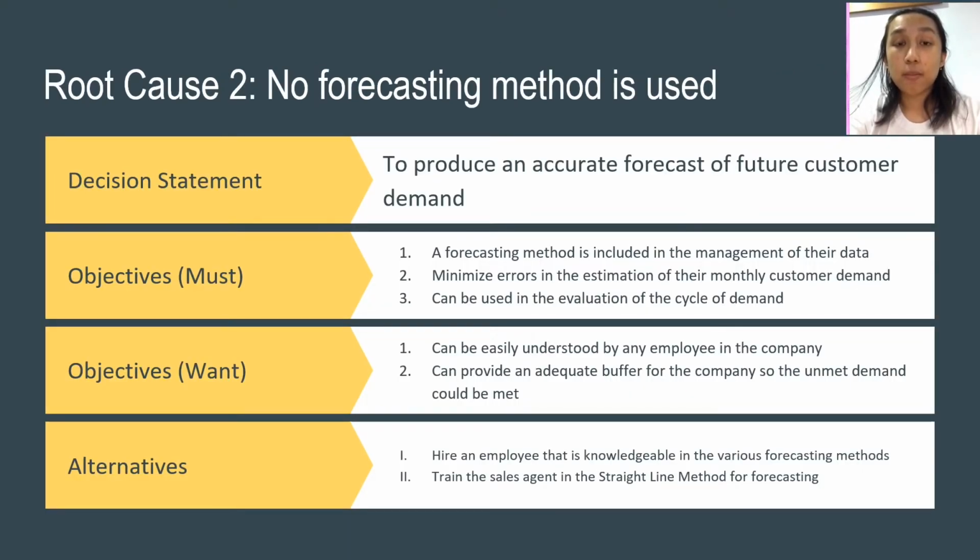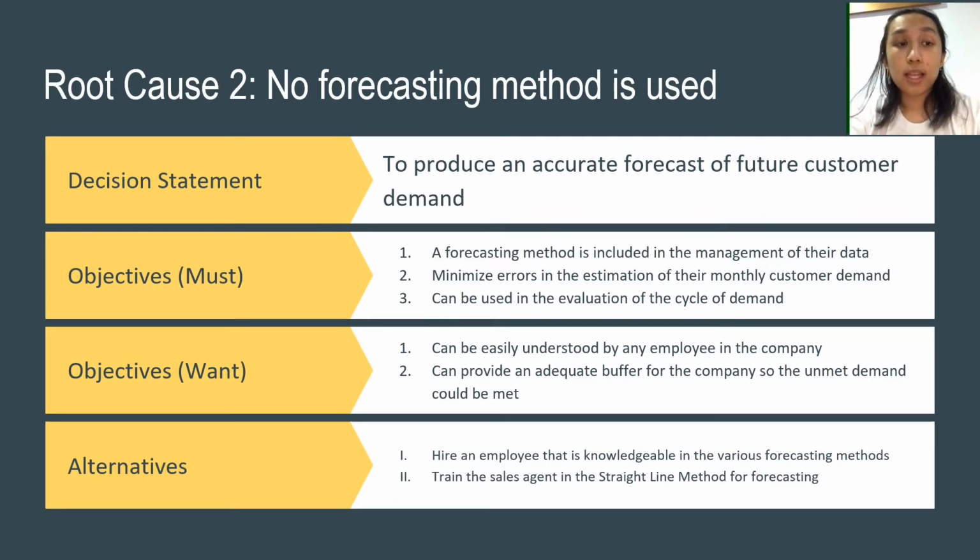No forecasting method is used. The decision statement for this is to produce an accurate forecast of future customer demand. The objectives: a must is that a forecasting method is included in the management of their data. As mentioned, there is no forecasting method used as of now. Next is to minimize errors in the estimation of their monthly customer demand, as this could lead to increased inventory or a lack of stock when needed.